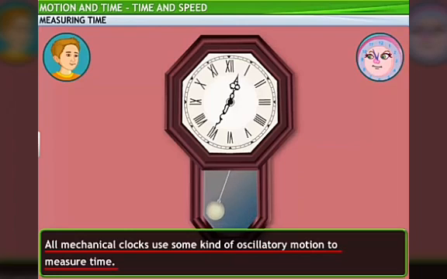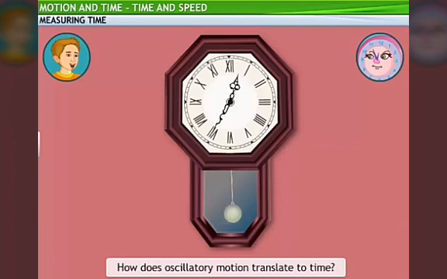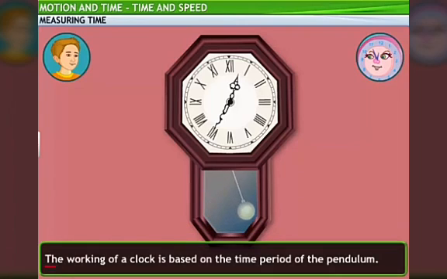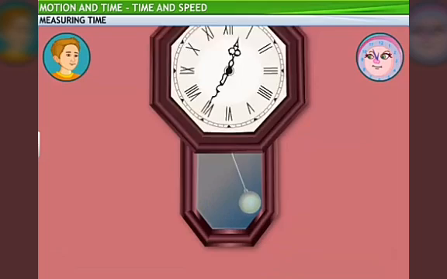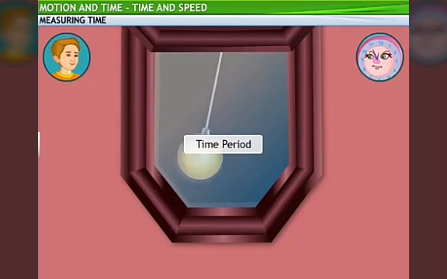How does it translate into time though? The working of a clock is complex. It is based on the time period of the pendulum. Time period of the pendulum? What's that? I'll show you what I mean.